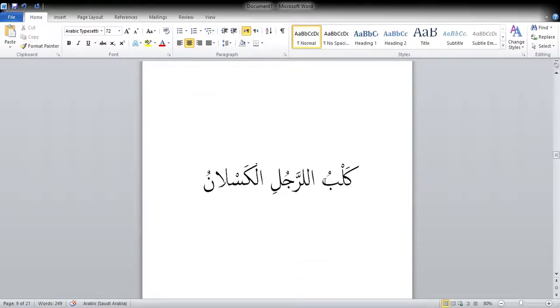The next one is kalbu al-rajuli al-kaslanu. So you can tell this is a mudaf ilayhi construction because kalbu is definite without an alif lam and no tanween. Al-rajuli is in a majrur state, and al-kaslanu, because it's in rafa state and it's also definite, you can see that it's a mawsoof sifa for kalbu. So that would be the lazy dog.